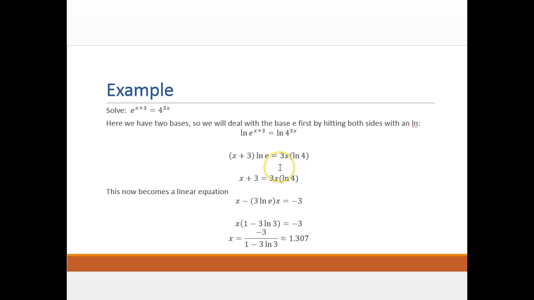Believe it or not, this is just a linear equation. And your rules for linear equations are you get your variables to one side and your constants to the other. So you get x minus 3 natural log of 4 times x equals negative 3. We're going to factor out an x on the left-hand side. You get x times 1 minus 3 natural log of 4 is negative 3. Divide both sides by 1 minus 3 natural log of 4, and you get a solution of x is approximately equal to 1.307.